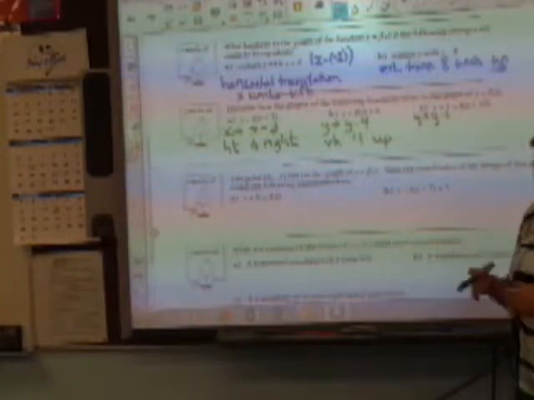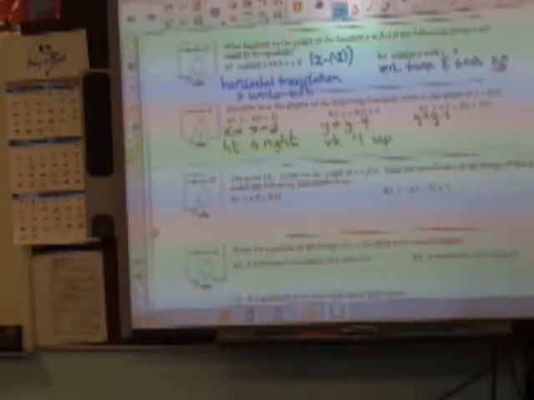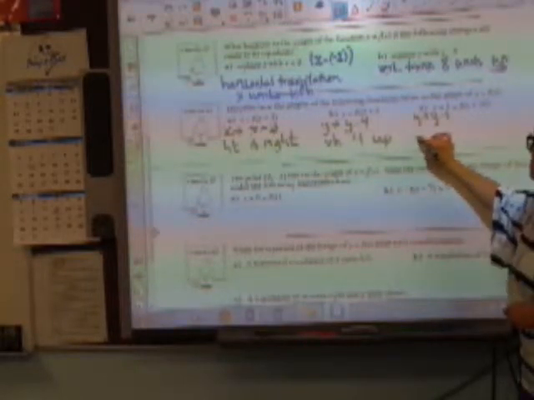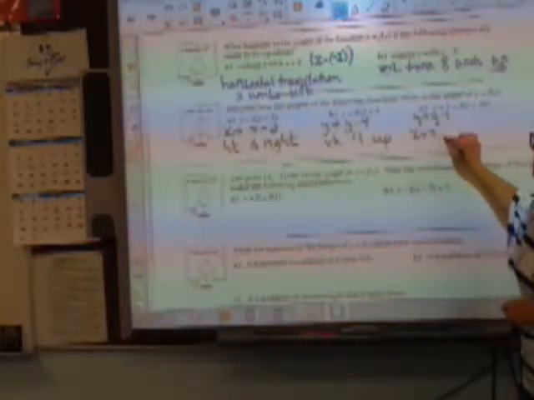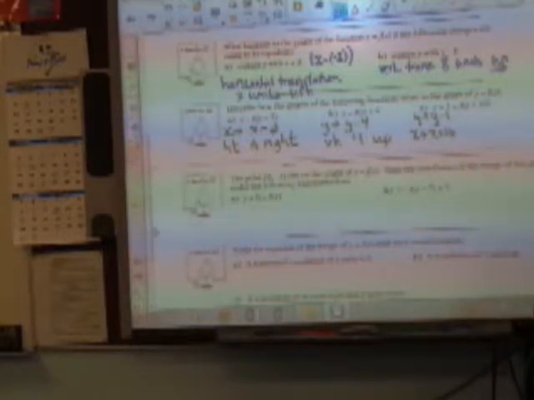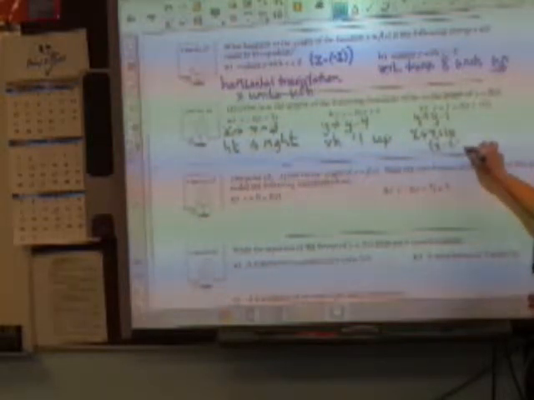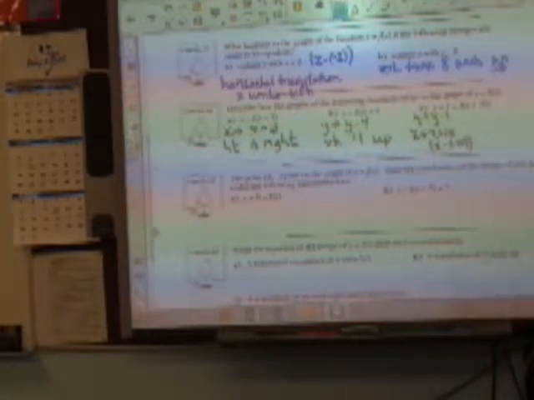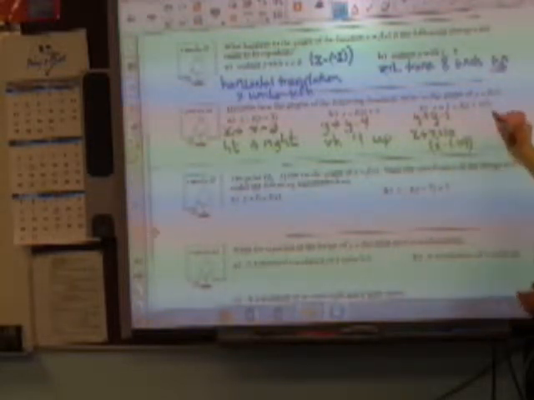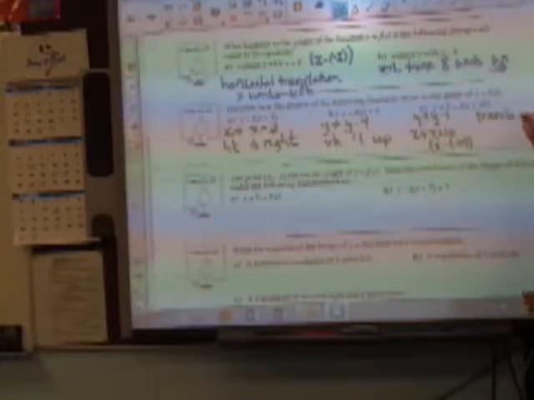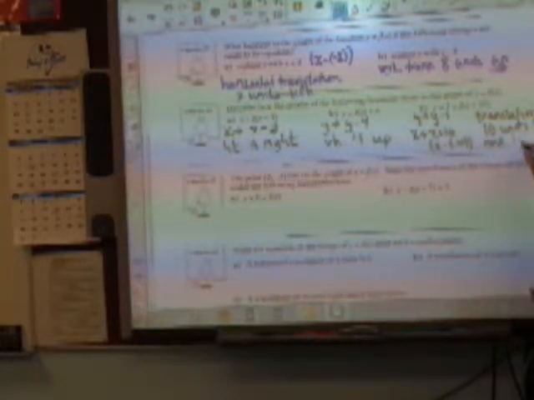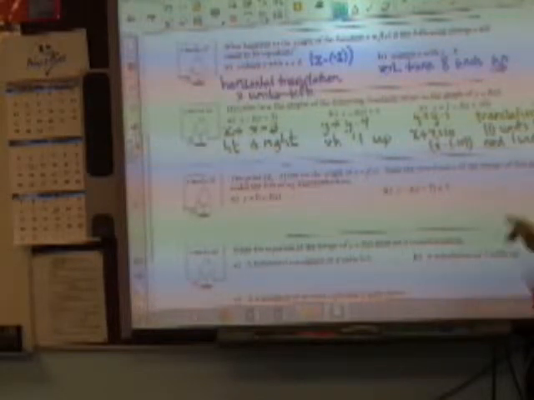1 unit up. Okay. And then what's the other replacement? X plus 10. And what does that tell me to do? 10 units left, because remember this would be an x minus negative 10. I don't expect you to write the x minus negative 10. Okay? So all together, I have a translation of 10 units left and 1 unit up.